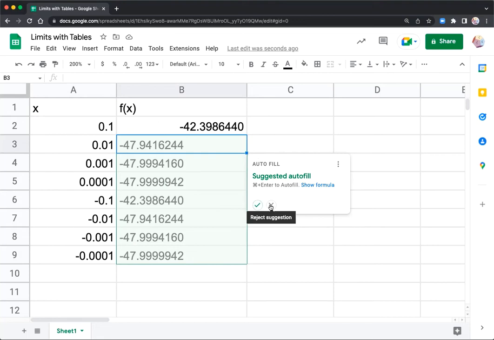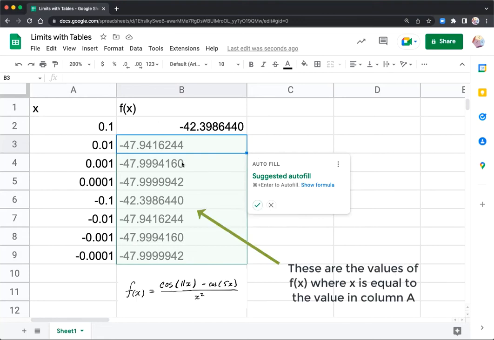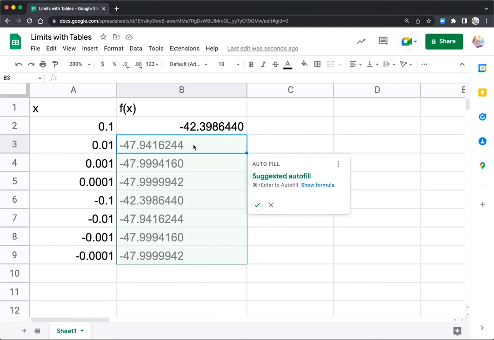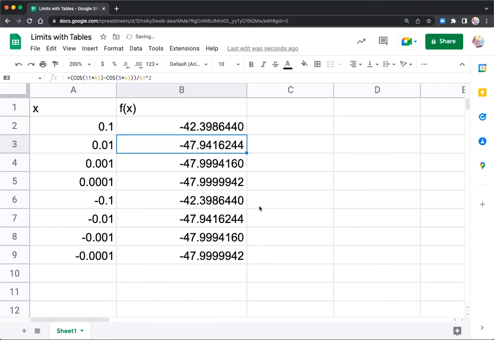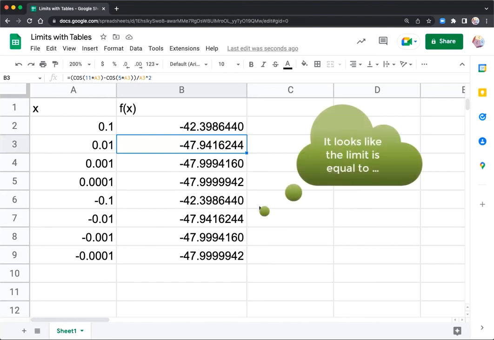But what does it mean by autofill? This is what referencing does. It's taking that formula that we typed in, that cosine of 11x minus cosine of 5x over x squared, but it's evaluating it in each row with the number that's in column A. So it's precisely taking these 8 different values and evaluating them all in that function. All right. So if I just accept this, then there's my table. Okay. That's the table of values. And using this table of values, I think we have a pretty good idea of what this limit looks like. It looks like it exists, and I can take a guess at what its value is.